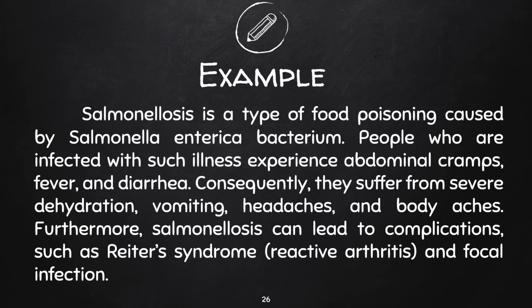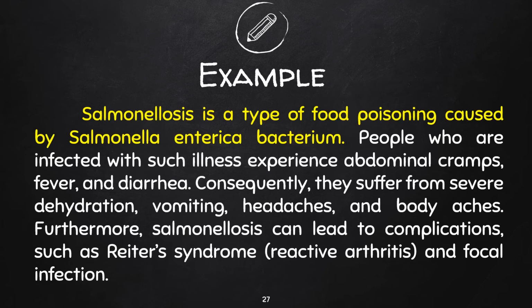Let's have this example. Salmonellosis is a type of food poisoning caused by Salmonella enterica bacterium. People who are infected with such illness experience abdominal cramps, fever, and diarrhea. Consequently, they suffer from severe dehydration, vomiting, headaches, and body aches. Furthermore, salmonellosis can lead to complications such as Reiter's syndrome, reactive arthritis, and focal infection.